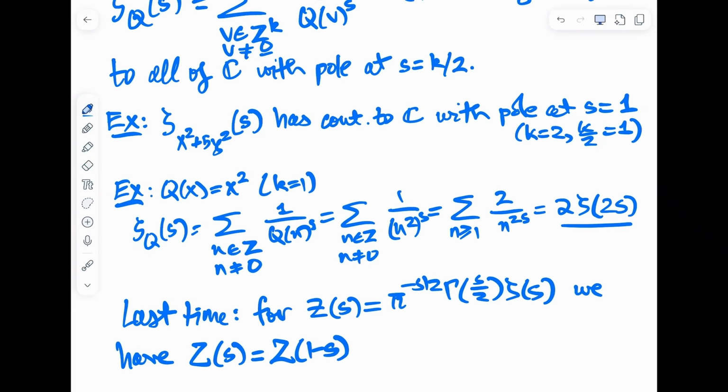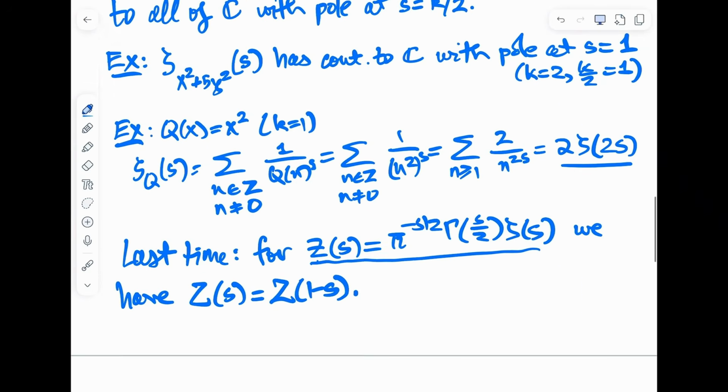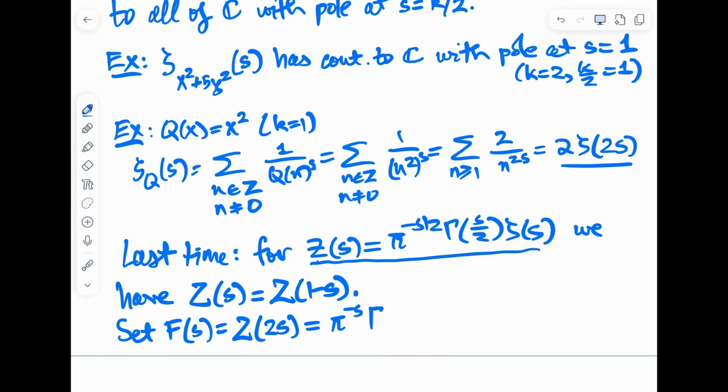And so if I want to get something nice involving zeta of 2s, if you just stare at this completed zeta function, why don't we just double everything? Okay? So let's set, I'll call it big F of s is z of 2s. And so if you just double s everywhere, you get pi to the minus s, gamma of s, zeta of 2s.